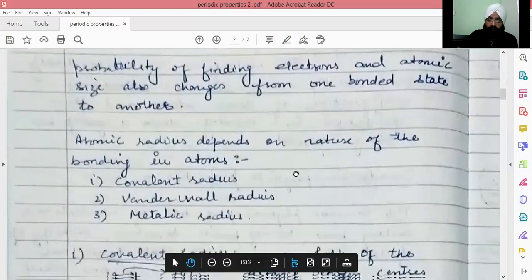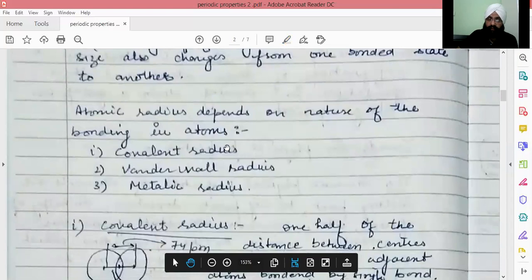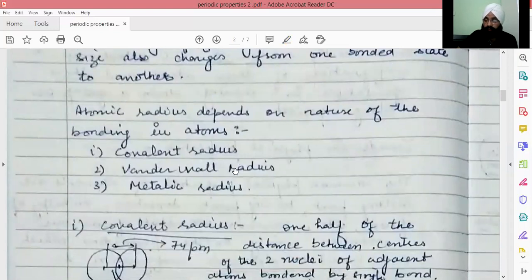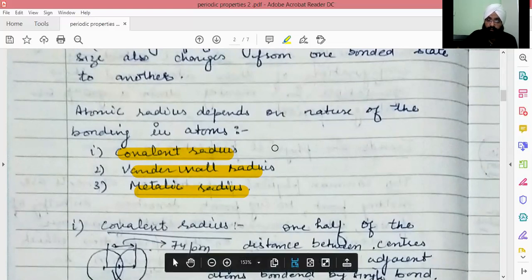Now, the atomic radius is of three types on the basis of bonding in the atoms. It is covalent radius when they have covalent bonds, van der Waals radius, and metallic radius. We are not able to find the radius of an isolated atom, so we consider bonded states, or molecules. From those we get the radius of the atom. So the atomic radius is of three types: covalent radius, van der Waals radius, and metallic radius.